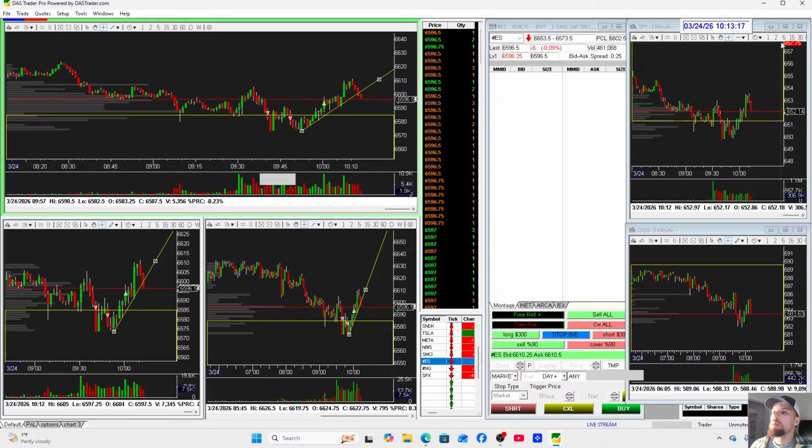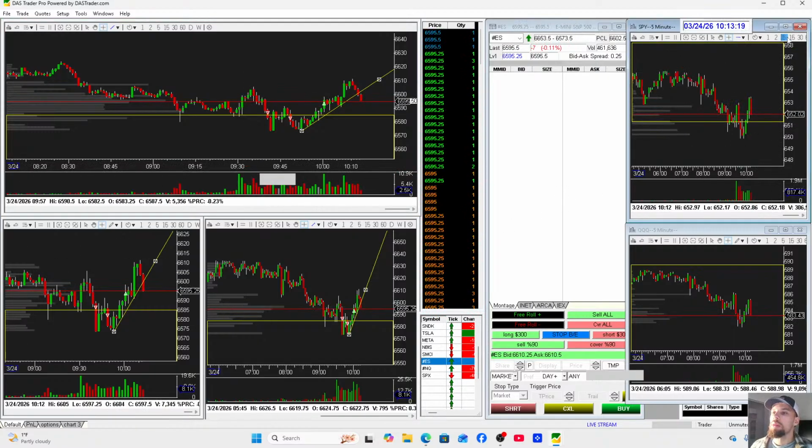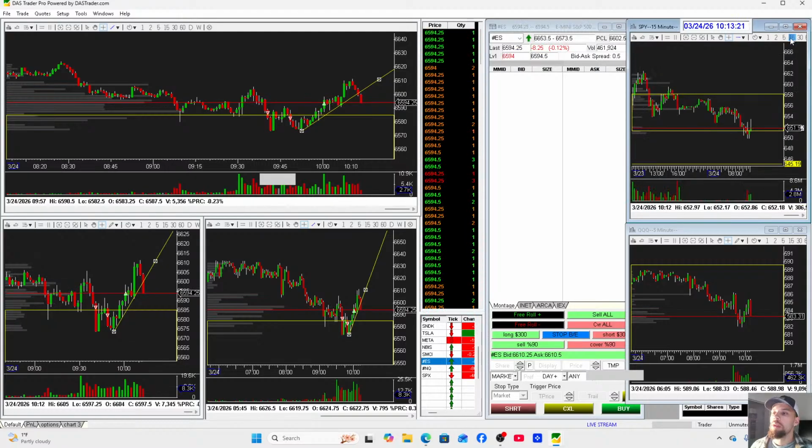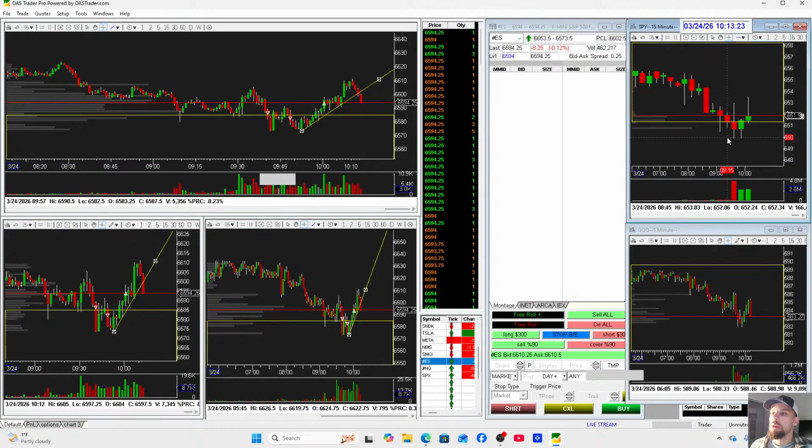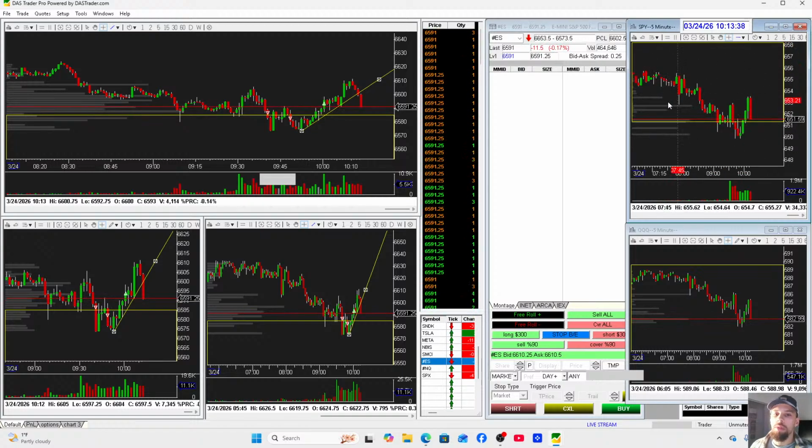SPY's pulling back pretty aggressively here. Watch this 15-minute candle, guys. Volume's picking up. If this closes below here, I'm definitely shorting ES again. There's a minute and a half. Boy, this thing's moving down fast.